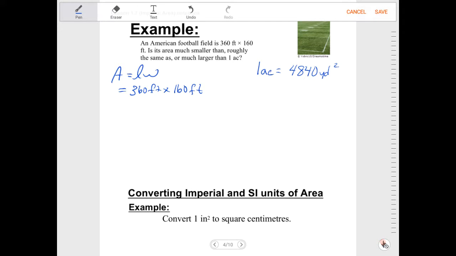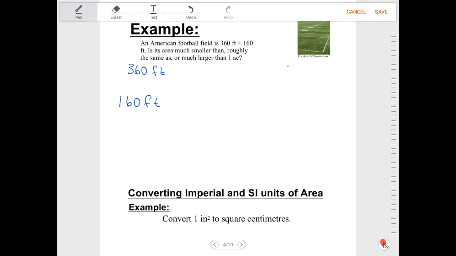Actually, I think I can probably cheat this even better. Why wouldn't I just change these right into yards right away? Let's do that right now. You see that 360 feet? And you see this 160 feet? Let's change that right into yards right away. Because remember, 1 acre is 4,840 yards squared.